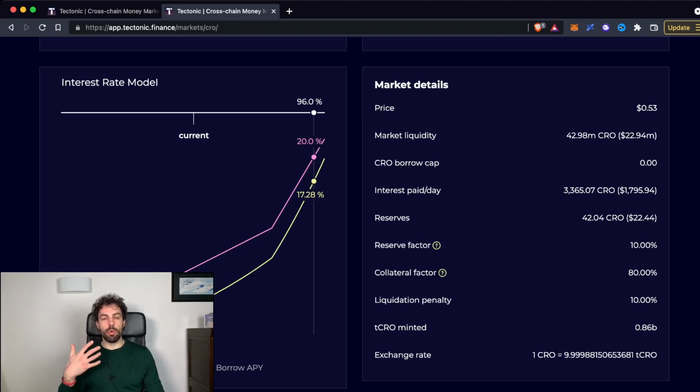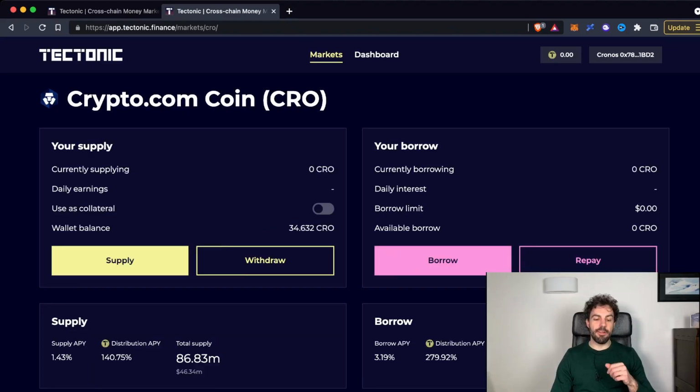And in the moment when you will be liquidated, you will also have to pay a penalty of 10%. So always pay attention to how you choose the amount that you are borrowing, because in case of liquidation, you are losing a ton of money. So let's have a look at how it works.